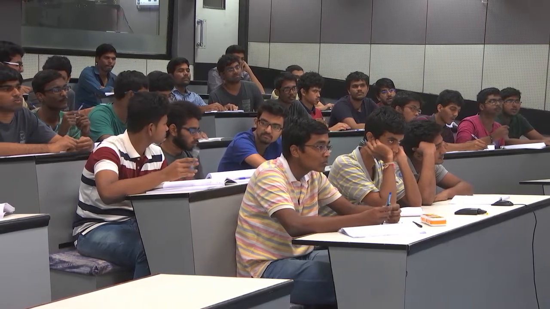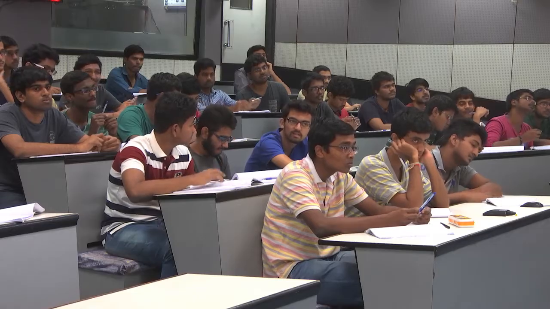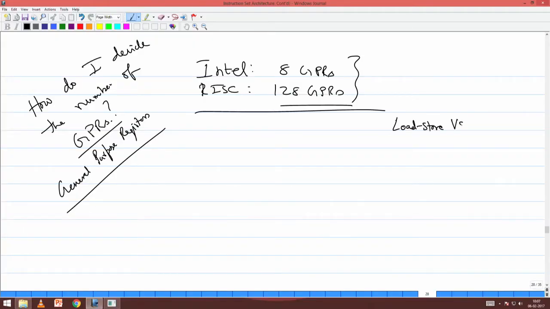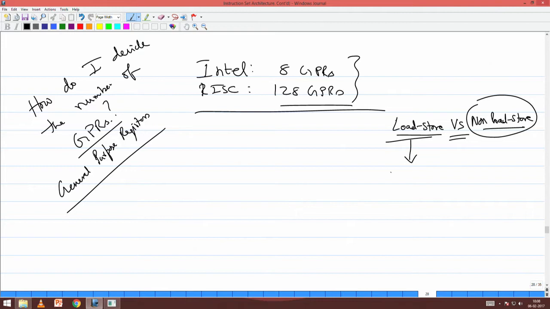So the first question here is that we have already seen what is a load store architecture versus a normal non-load store architecture. What is a load store architecture? Only two instructions can touch memory, one is load, another is store. All the other instructions work with registers. If that is the case, then we will need a lot of GPRs. So in a load store architecture, we will need a lot of GPRs.